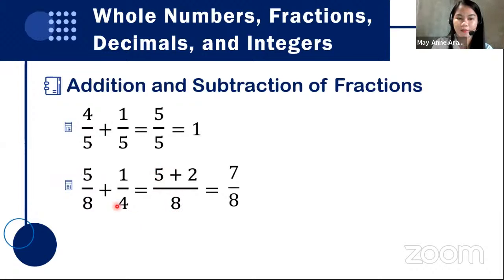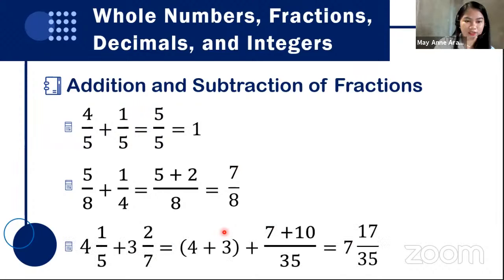Next, 4. So 8 divided by 4 is 2, times 1 is 2. Just proceed to addition. You have 5 plus 2, 7. Then just copy the LCD. You have 8. So 7 over 8.